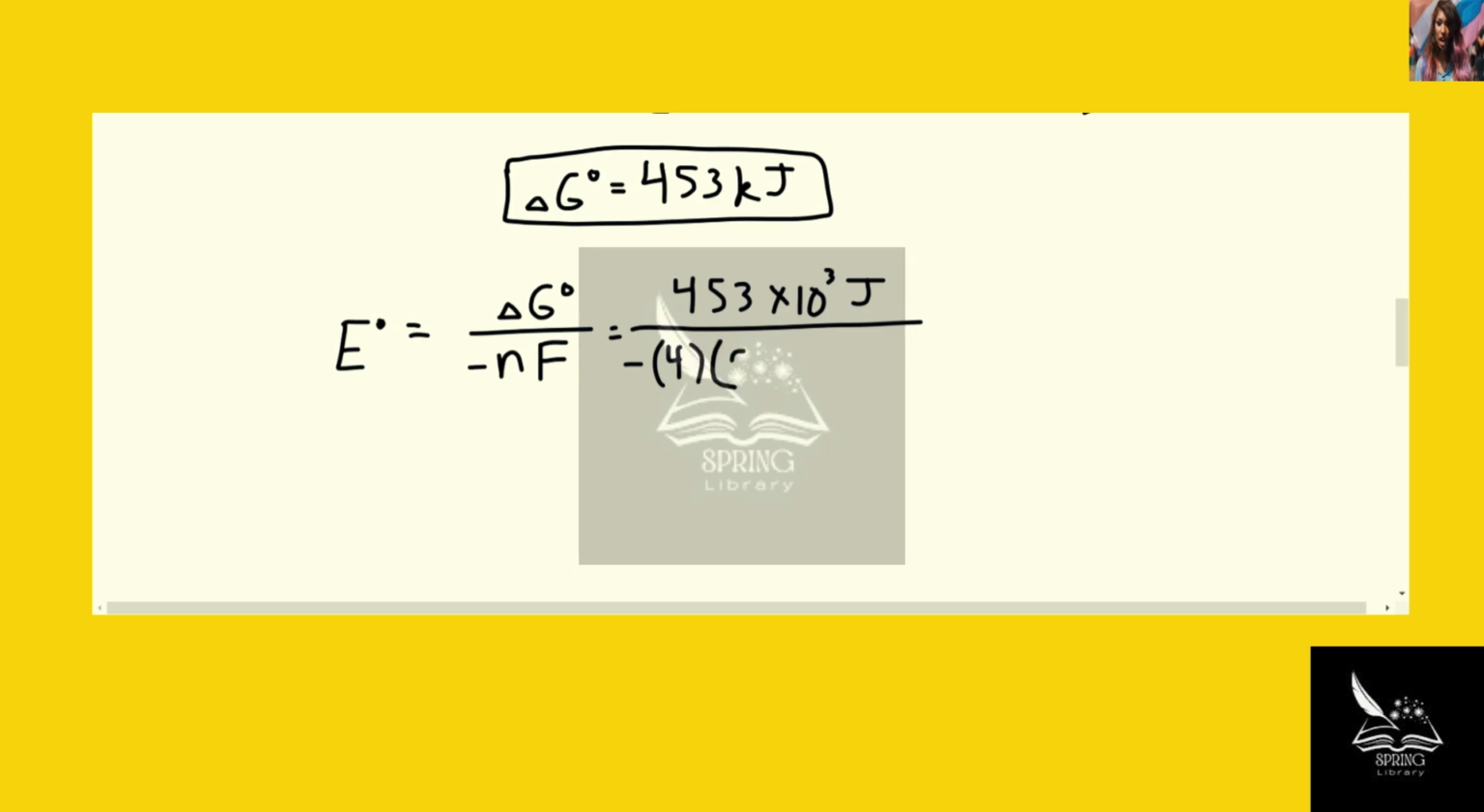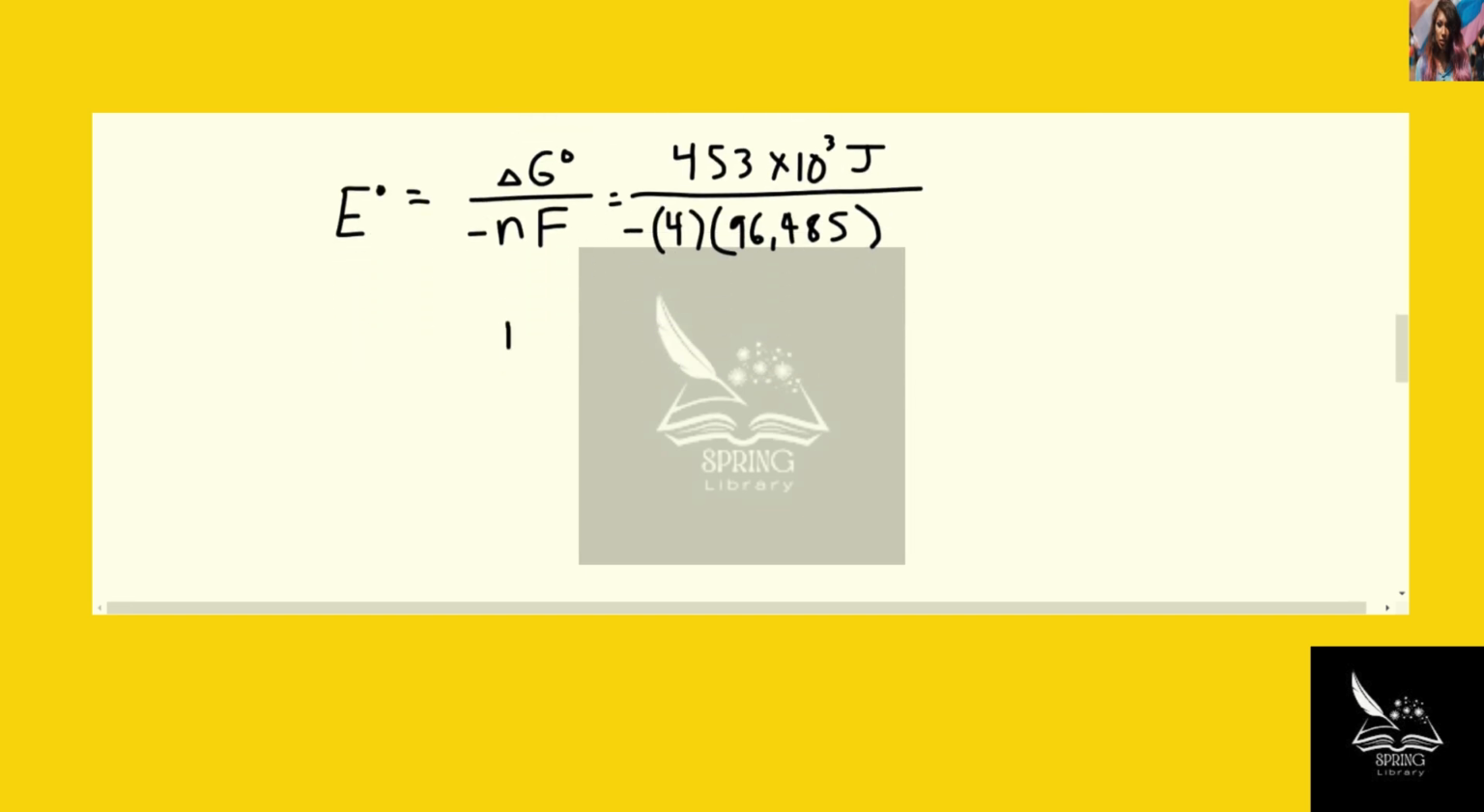And now the standard cell potential is equal to the standard change in Gibbs free energy divided by negative NF, which is equal to 453 times 10 to the third joules divided by negative 4 moles of electrons times 96,485 coulombs per mole of electrons. So we're left with units of joules per coulomb or volts. And the standard cell potential at 90 degrees Celsius comes out to about negative 1.17 volts.